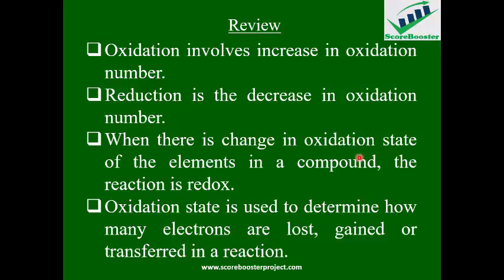When there is a change in the oxidation state of an element in a compound, the reaction is redox. Direct, simple. Even if you don't know any other thing, if you can calculate the oxidation state of each of the elements in a compound from the reactant to the product side, and you see anyone that has changed, even if it is just one, then the reaction is redox. Oxidation state is used to determine how many electrons are lost, gained, transferred or shared in a reaction.